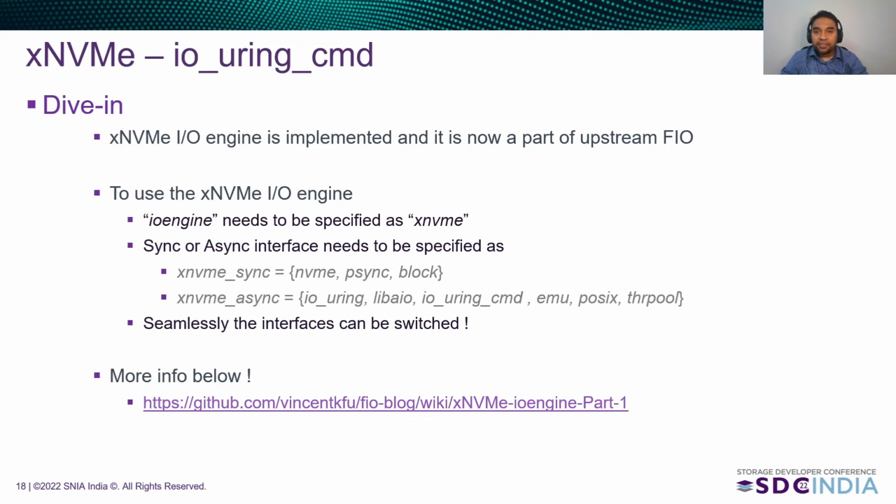By modifying the parameter values, the interfaces can be seamlessly switched among libaio, io_uring, or io_uring_cmd based on the requirements. The link below has a detailed write-up on how to use the xNVMe IO engine with the FIO application.